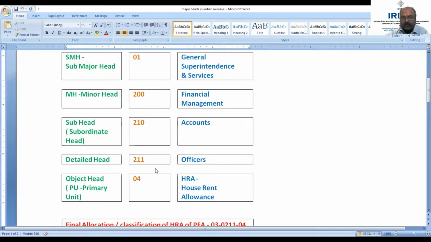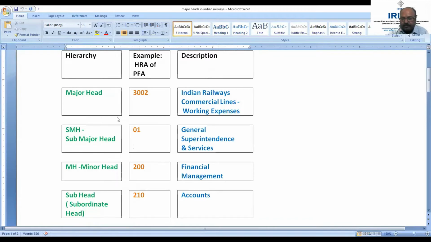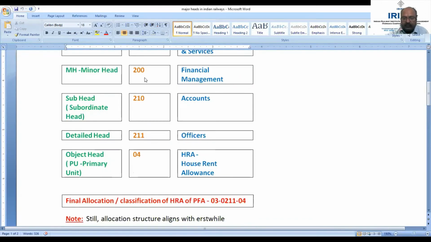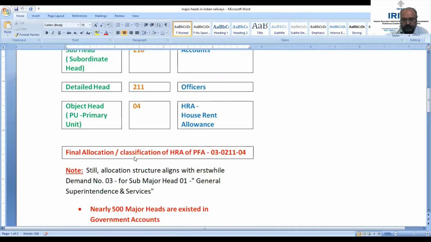So the allocation's first 2 digits are 03, and the next 4 digits are the minor head, sub-head and detailed head: 0200, 0210 or 02111. And the last 2 digits are the object head, that is based on the object of expenditure. If it is basic pay, 01; if it is HRA, 04.